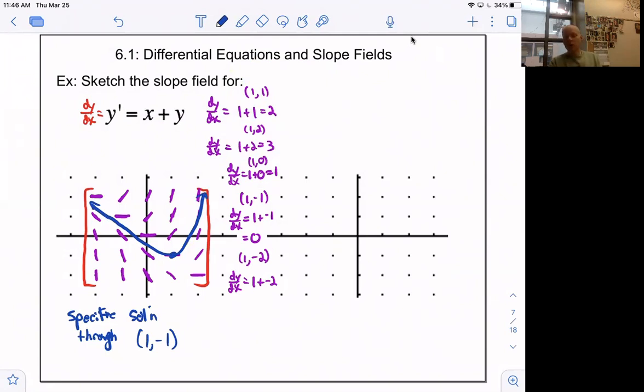Now, do I know what equation that actually has? No, I don't. But I can draw it and I can visualize what it looks like through the slope field.